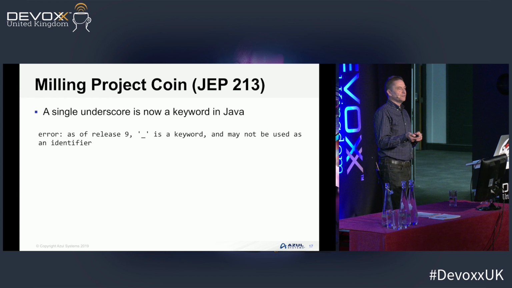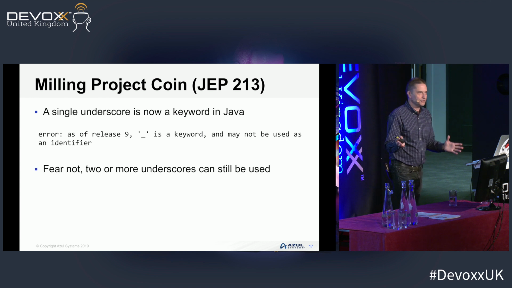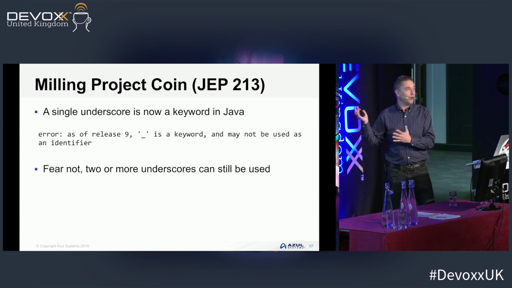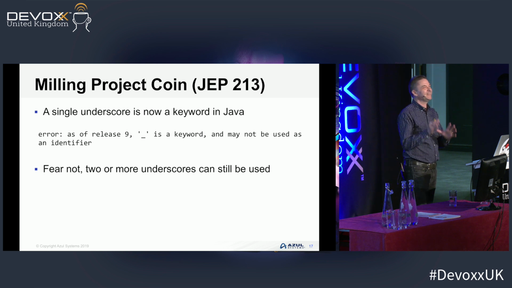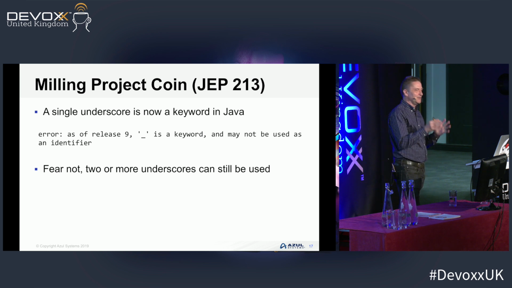I did check this, and it turns out that if you really do want to use a single underscore, you can use 2 or more underscores, and that will still work quite happily. I don't recommend that as a variable naming scheme, but you can do it.